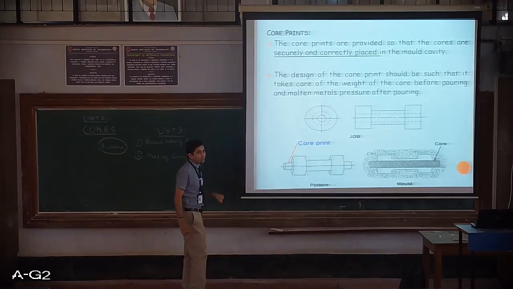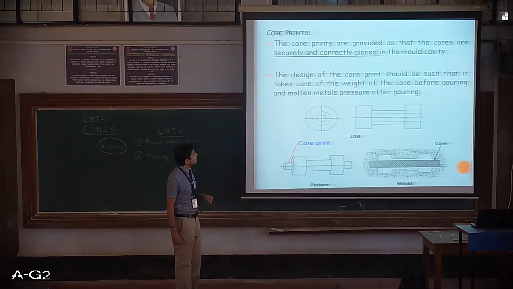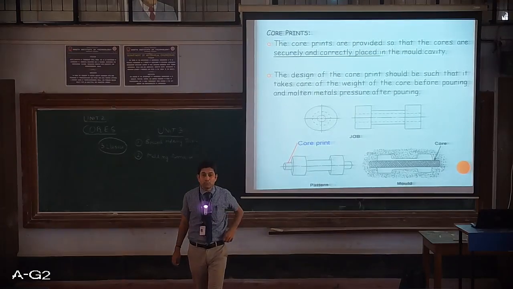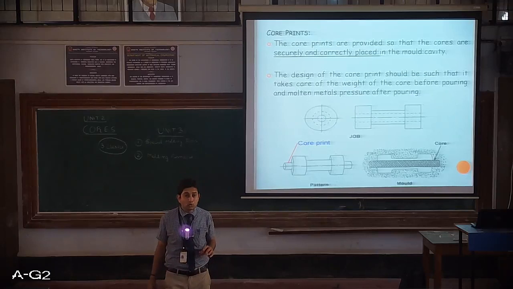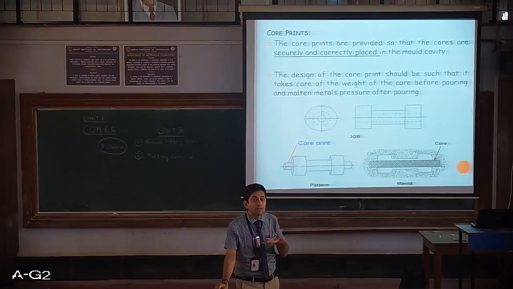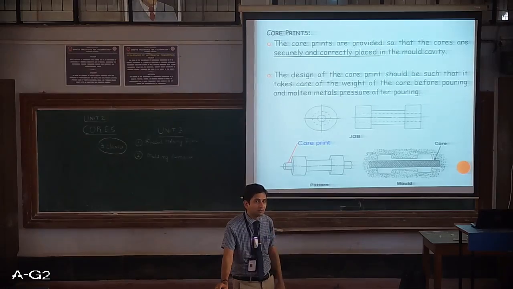What is the expectation out of the core print? The design of the core print should be such that it takes care of the weight of the core before pouring of the metal and the pressure of the metal after pouring. Before pouring, the core print should withstand the weight of the core. The core should not be so heavy that it collapses the sand mold itself. That is the first requirement. The second requirement is that after pouring, some kind of pressures develop inside the mold cavity, and the core print should be able to withstand that pressure. That is the understanding behind this, right?